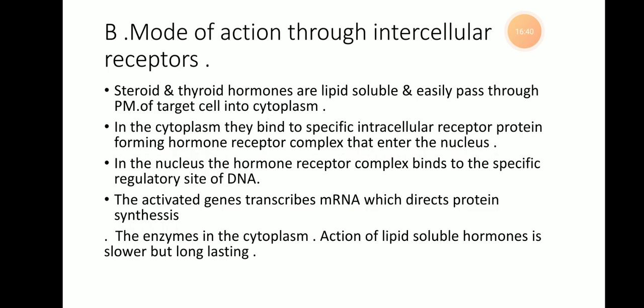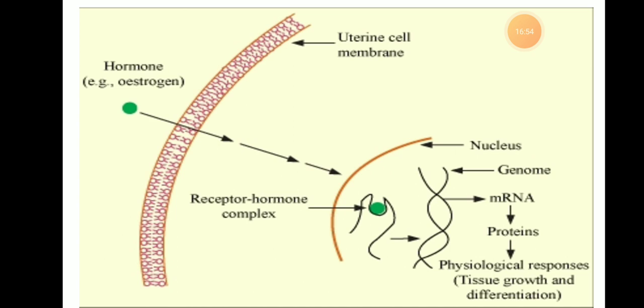The second mode of hormone action is also observed in living cells, and this is the intracellular receptor. So this is the example of the intracellular receptor. The steroid and thyroid hormones are lipid soluble hormones, and they easily pass through the plasma membrane. This is the plasma membrane of the uterine wall, and these hormones are the steroid or lipid soluble hormones, such as estrogen.